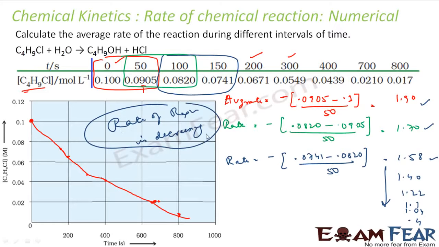The main point of why we took this numerical was to show you that for a given reaction, the rate of the reaction decreases, it slows down, and then it reaches equilibrium. Initially the rate of reaction is more, then the concentration of the reactant goes down because it is being consumed and is now in the product form. The rate of the reaction is decreased.